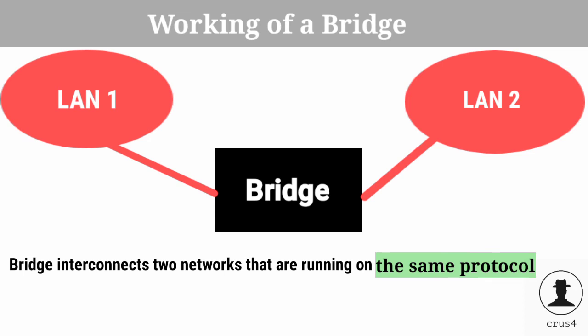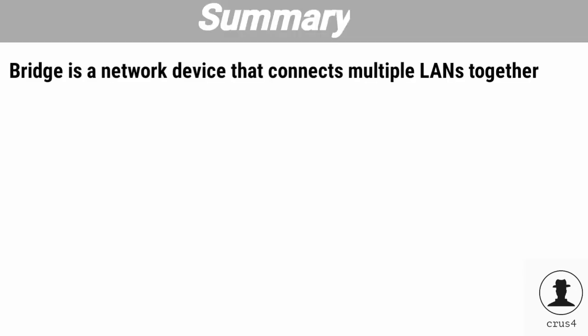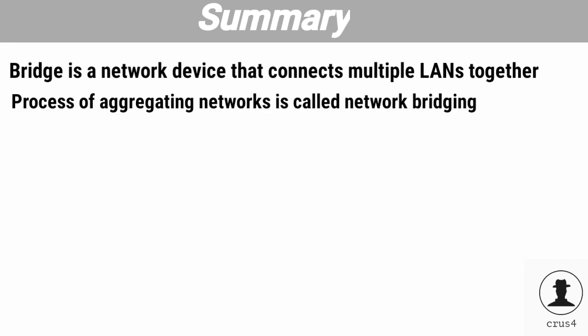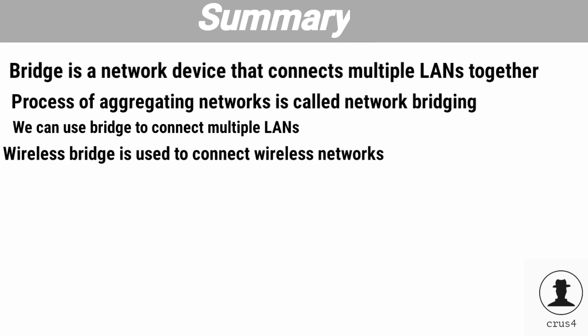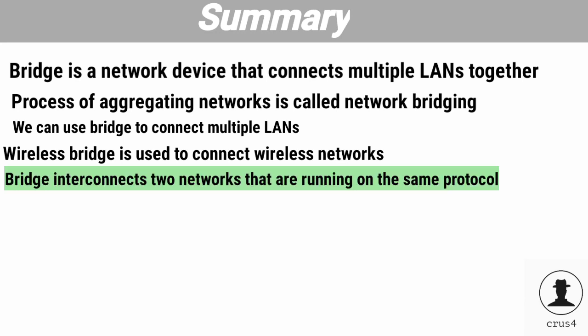Now at the end, let's take a short look at the summary of this lecture. So in this lecture, we have learned about bridge, which is a networking device that connects multiple LANs together to form a larger LAN. The process of aggregating networks is called network bridging. We can use bridge to connect multiple LANs and help in multiplying the network capacity of a single LAN. And also a wireless bridge is used to connect wireless networks. And the very important point to note about the bridge is that bridge interconnects two networks that are running on the same protocol.